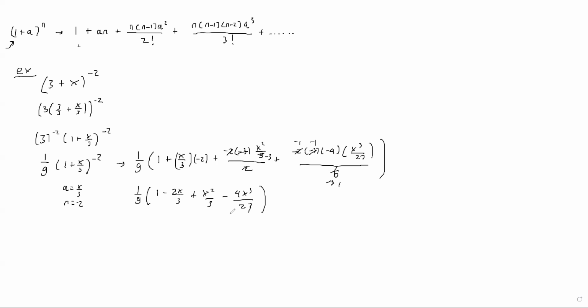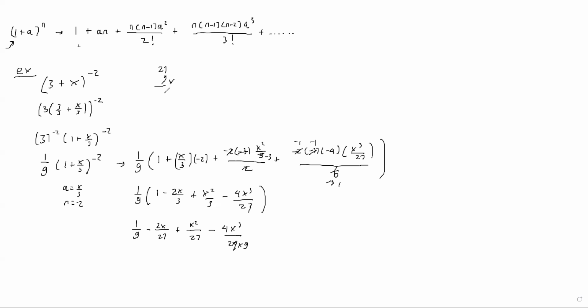Okay, now what we need to do is multiply everything by 1 over 9, and we get the answer. So we're going to end up with 1 over 9, and then minus 2x over 27 plus x squared over 27, and then minus 4x cubed over 27 times 9, and whatever that answer is. You can even calculate that easily for this one. But if you don't want to, you can just leave it. So we have 27 multiplied by 9.